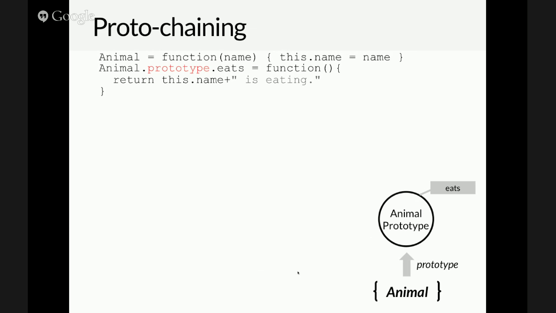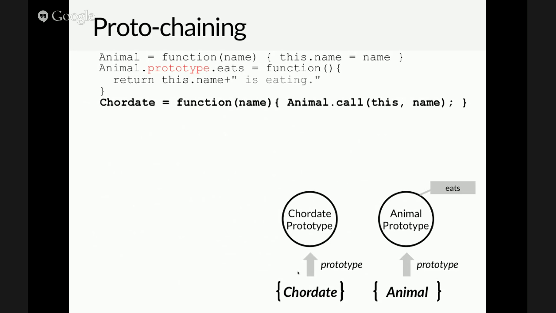What we can do, if we wanted to rewrite this, here is our animal function and prototype. And this is okay because it's the base level we're looking at. But for coordinates, we can say animal.call this and name. This is going to invoke the animal constructor with our context, with whatever a new coordinate is being used as.